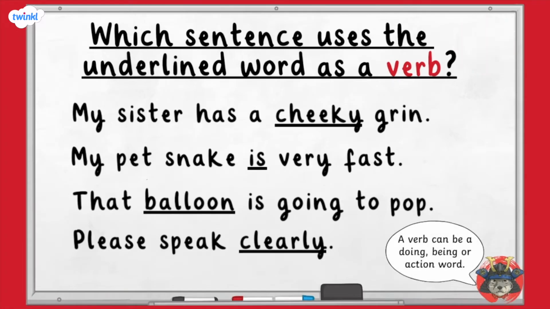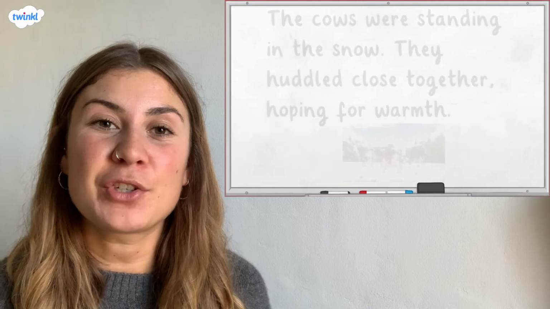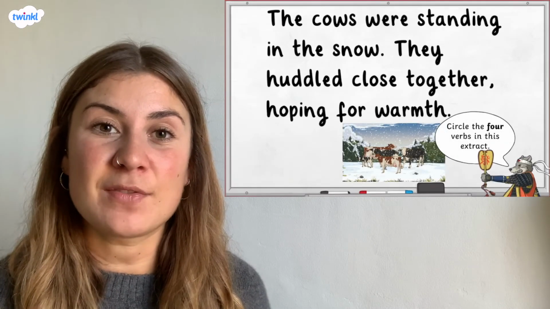The four underlined words are cheeky, is, balloon and clearly. Have you spotted a word that's being used as a verb? That's right, the answer is, my pet snake is very fast. Hoo-yah! For the final question, you're being asked to circle the four verbs in this extract of text.